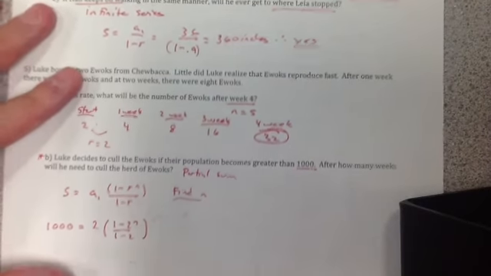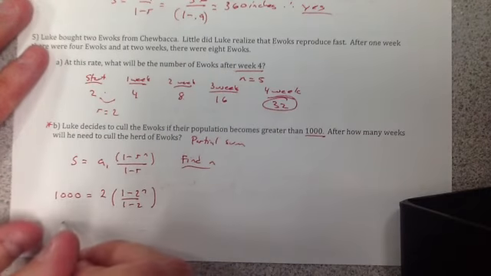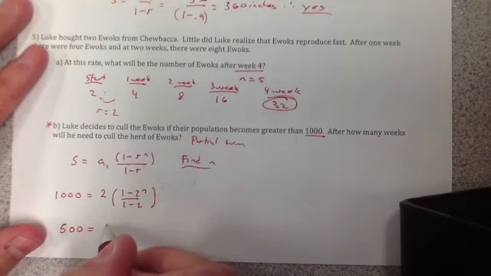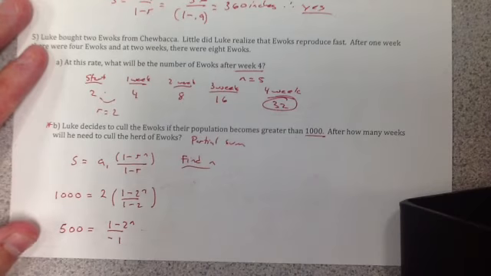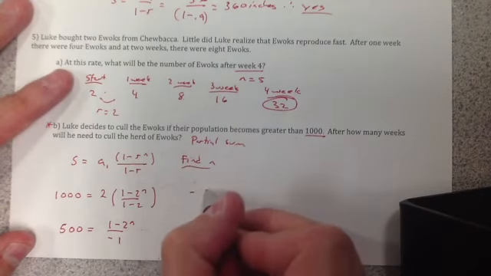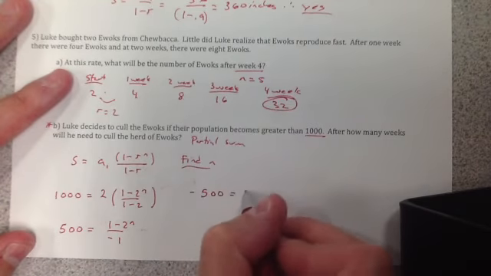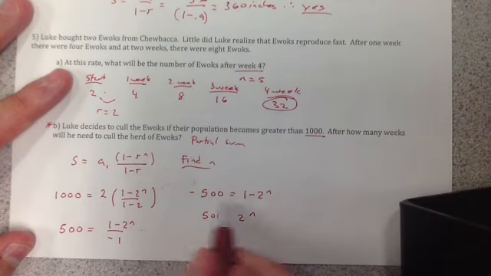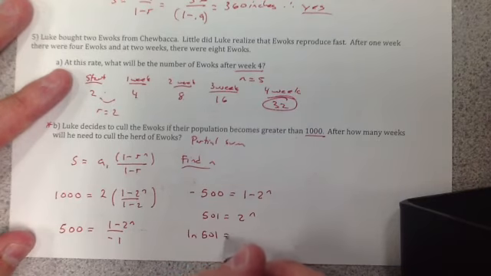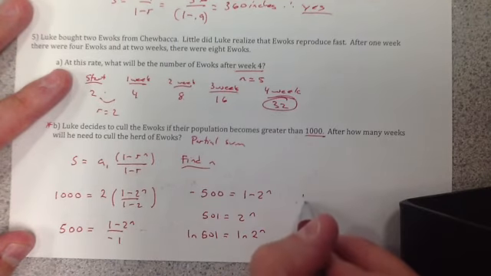The rest is just a little bit of algebra. Divide by the 2, we get 500 equals 1 minus 2 to the n over negative 1. Cross multiply, we get negative 500 equals 1 minus 2 to the n. And to solve it, 501 equals 2 to the n. I subtracted the 1, I just canceled out the negatives. Now we have to take the natural log. Natural log of 501 equals the natural log of 2 to the n. So what does n equal?